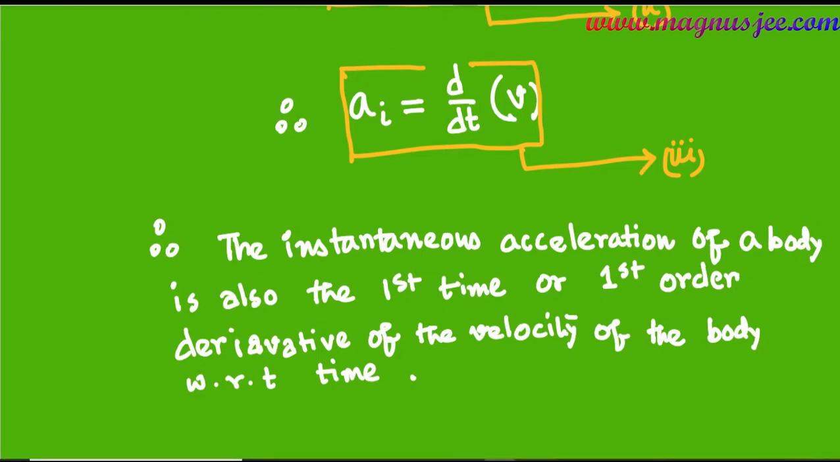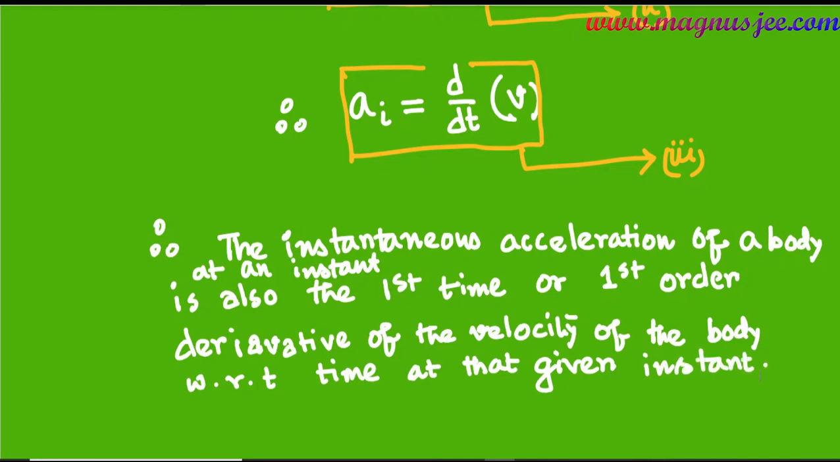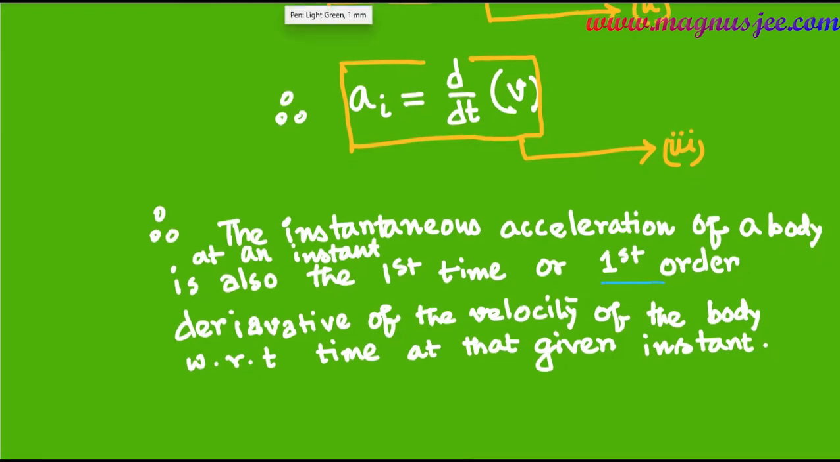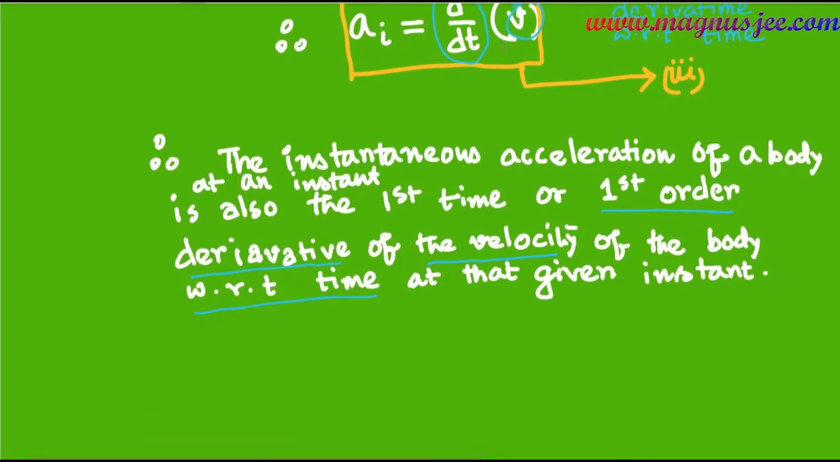Now here, how to explain the instantaneous acceleration of a body at an instant. It should be at an instant, and we can correct the spelling of derivative. Instantaneous acceleration of a body at an instant is also the first time or first order derivative of the velocity of the body with respect to time at that given instant. d/dt means first order derivative with respect to time, and v means the velocity, or instantaneous velocity in this case.